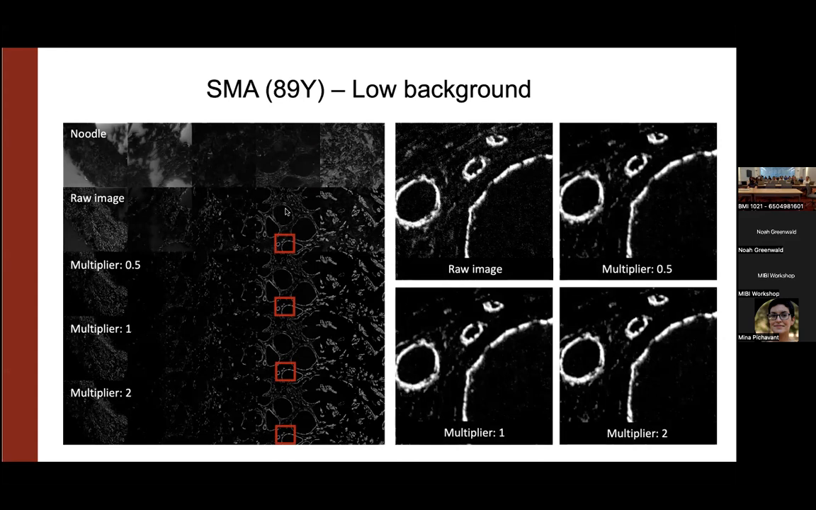But what you see here that's different from the previous example that I showed you is that the SMA signal is so much stronger than the background signal that all 3 multipliers are removing noise, but not removing any of the real signal. This is something to be mindful of when looking at the image, if one of your signals is very weak and closer to the noise level, and one is very strong.